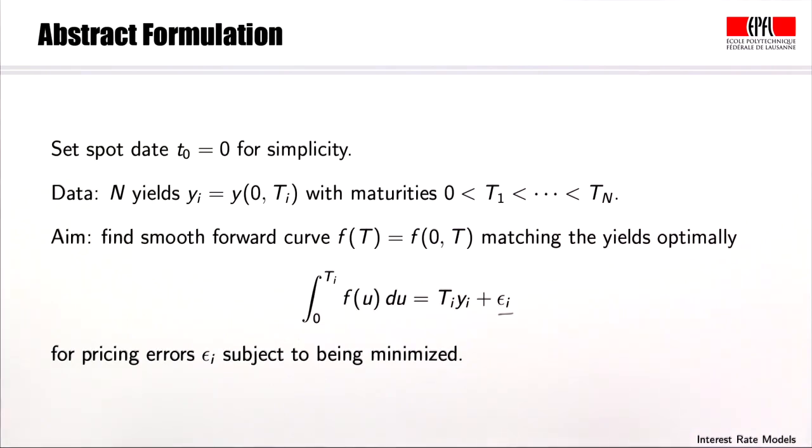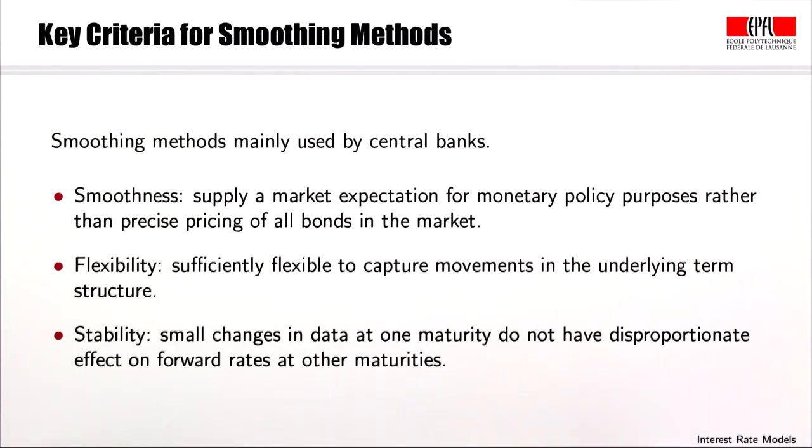There are several good reasons for considering pricing errors. Market microstructure effects could lead to outliers in the data, and in general, there are bid-ask spreads, which can be wide in times of illiquidity, so that prices are not uniquely given. Smoothing methods are mainly used by central banks and any institution that is primarily interested in the qualitative shape of the forward curve. Is it upward sloping? Is it downward sloping? Is it steep in the beginning or flat?